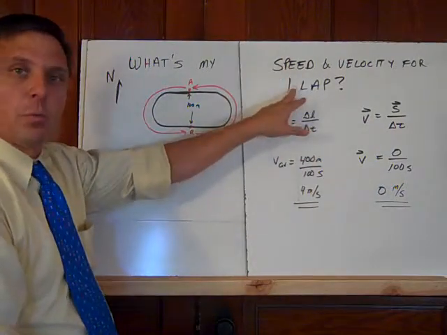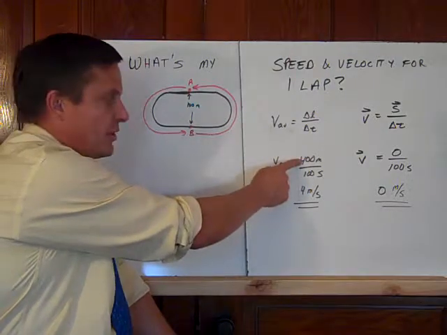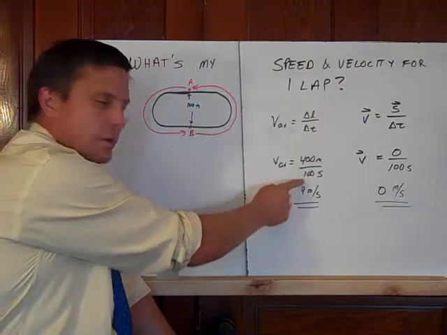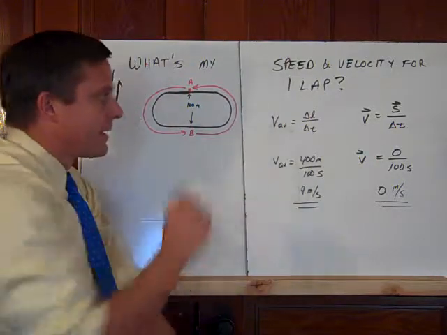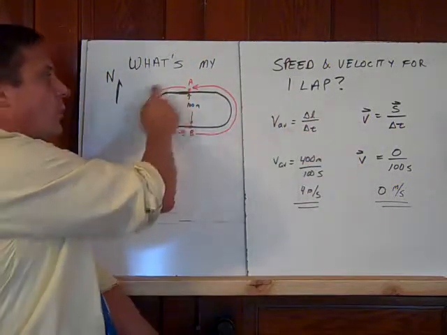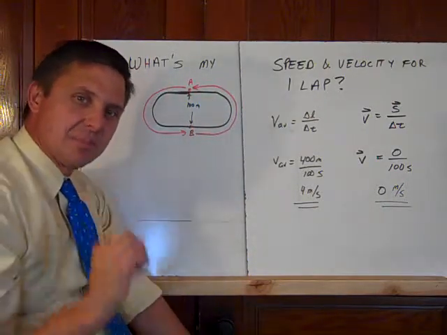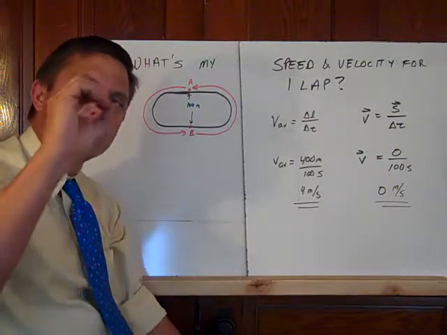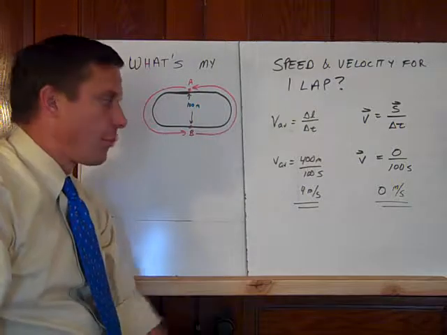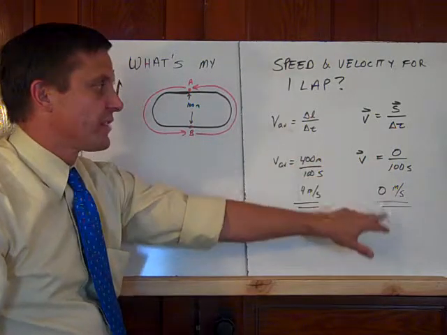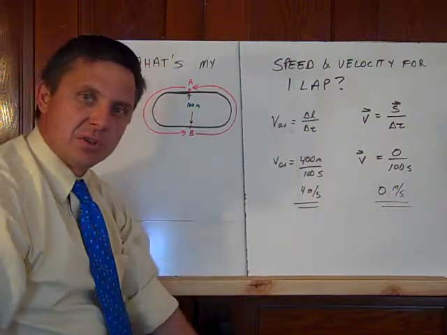What happens if I try to go, instead of from A to B, what if I want to do the speed and velocity for one lap? Well, again, I told you it was 400 meters at 100 seconds. Well, that's still 4 meters per second, since we split it in half. But what's my position after I run one full lap back to point A? My position, displacement, how far have I gone? I've moved 0 meters. I started at one point, went around the loop, came back to the same point. So 0 divided by 100 seconds. My velocity in that case is 0 meters per second.